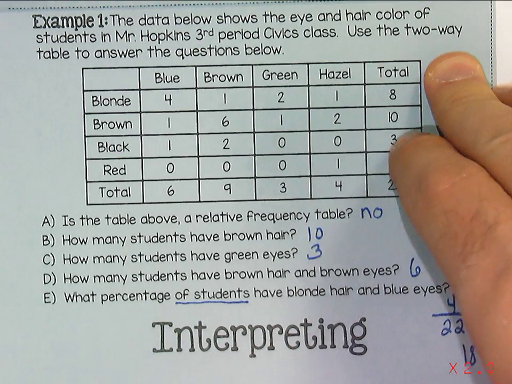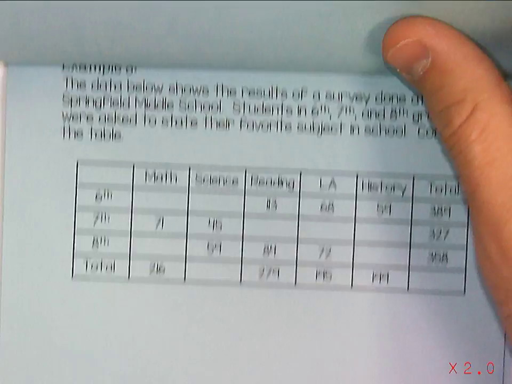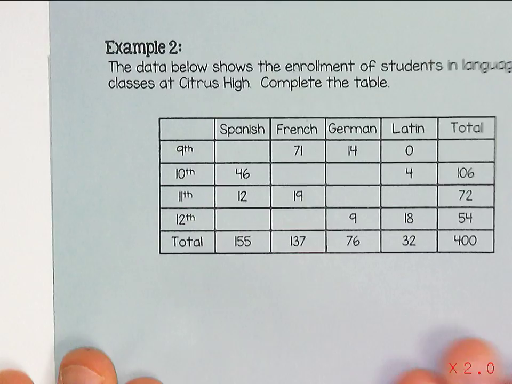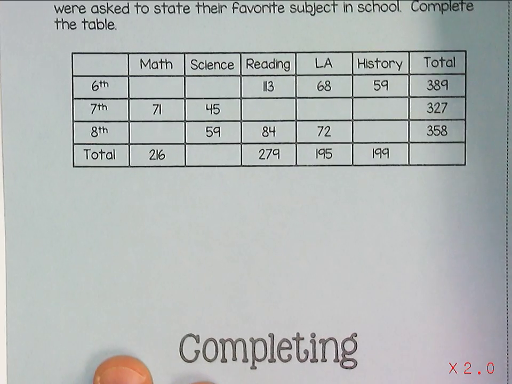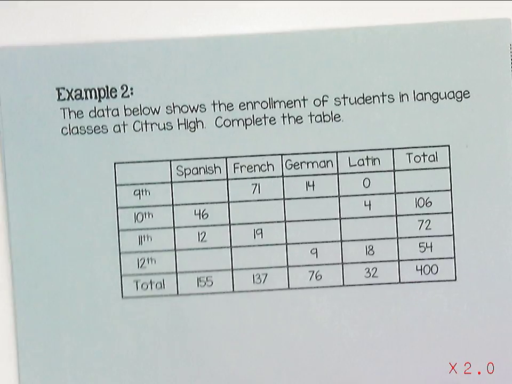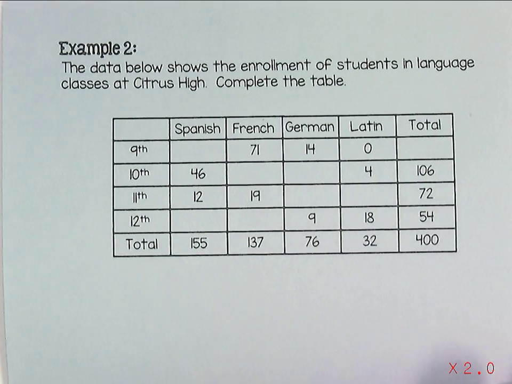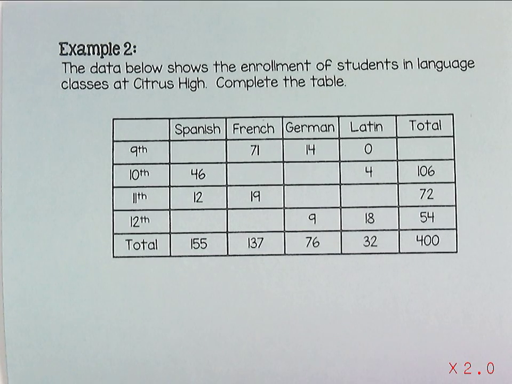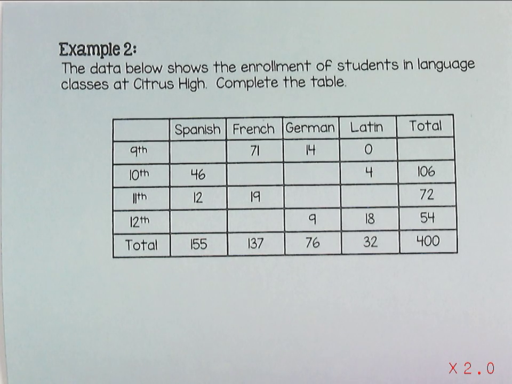Let's flip the page then and move on to completing. So this top one we'll do together. The bottom one I'll have you try on your own and check against my answers. So let's start with the top one here though. It says the data below shows the enrollment of students in language classes at Citrus High. Complete the table. So what you need to do here when you're completing it, it's kind of like a puzzle. You're going to have to find the certain instances where you have enough numbers in order to find what's missing.